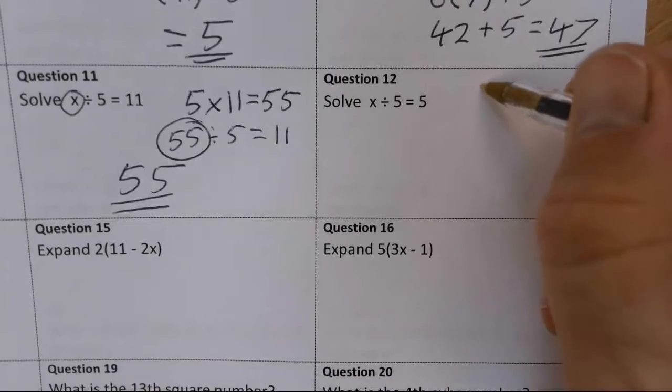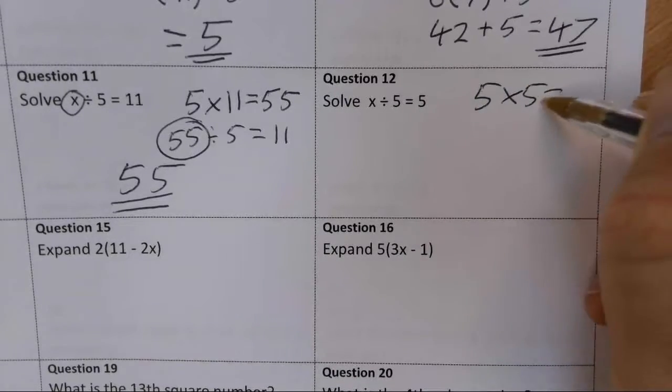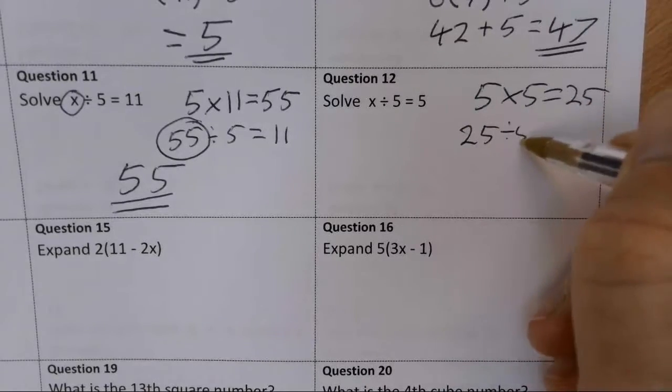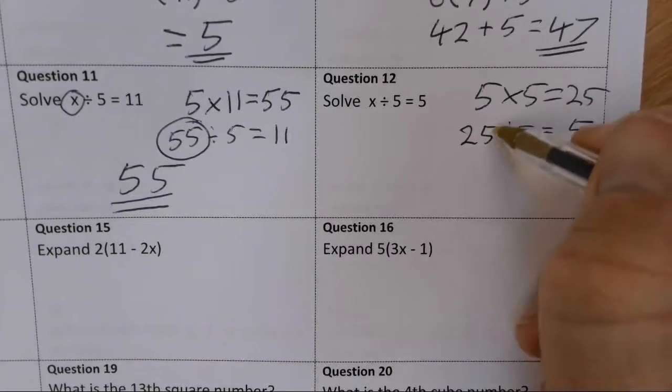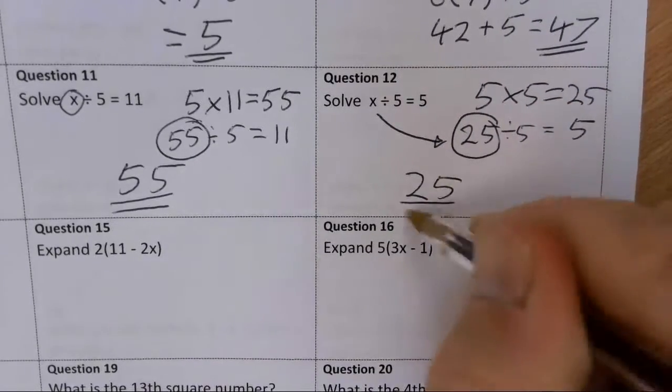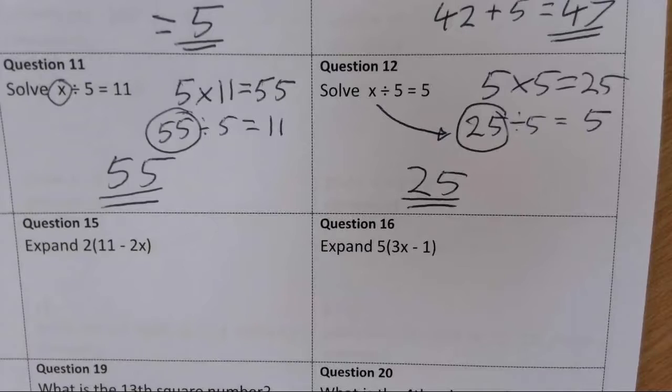Question 12. Again, if you know your times table fact that 5 times 5 is 25, then you should know that 25 divided by 5 would give you 5, and that is that number, isn't it? That's the bit that's missing. So my answer is that it's 25, which when divided by 5 gives you an answer of 5.